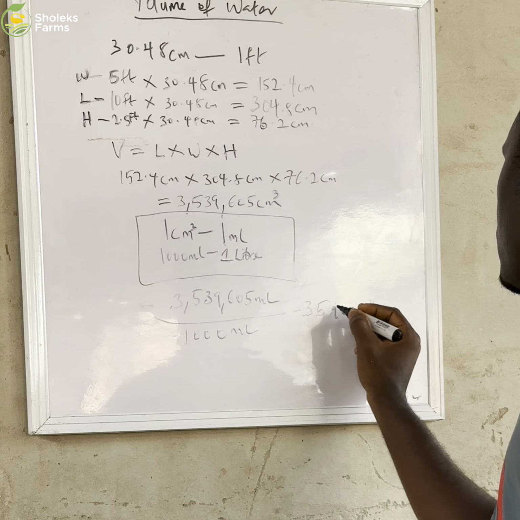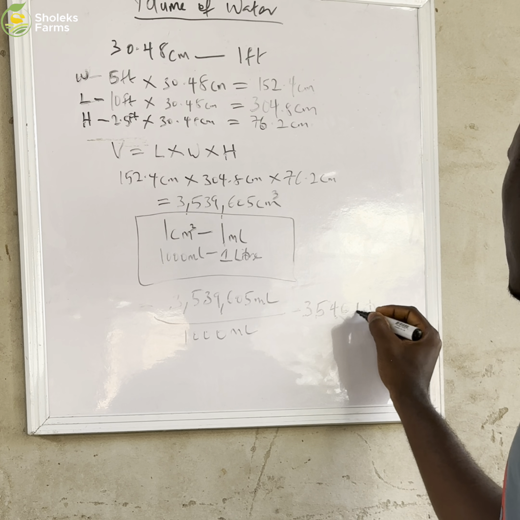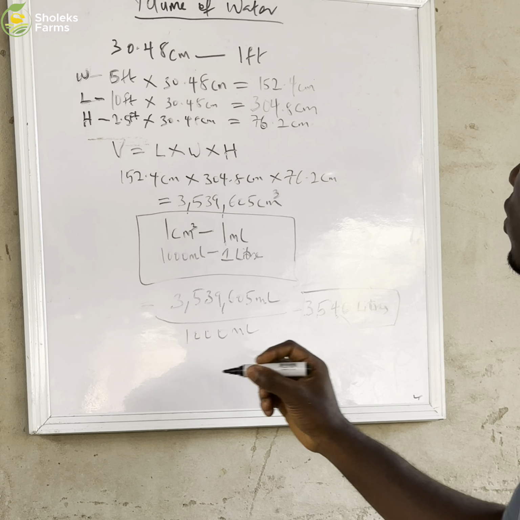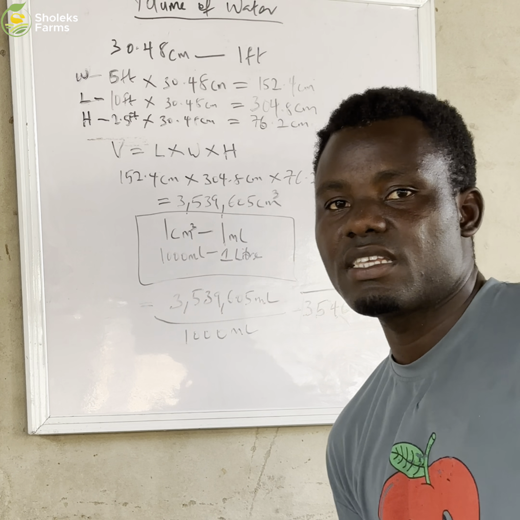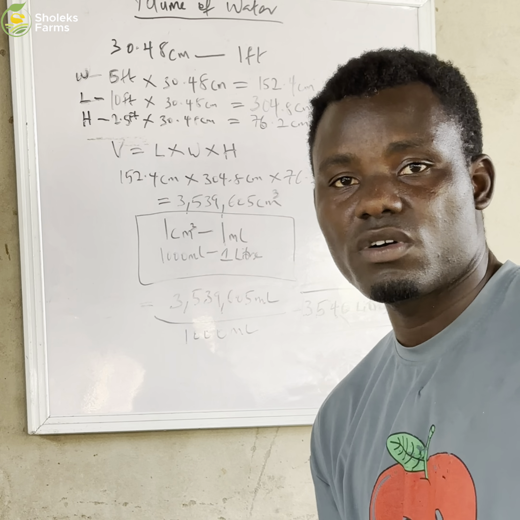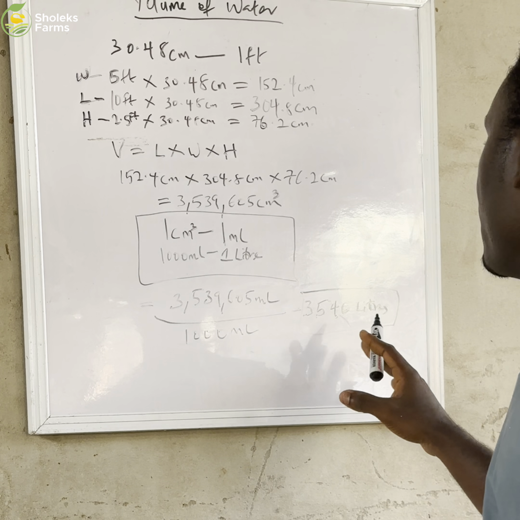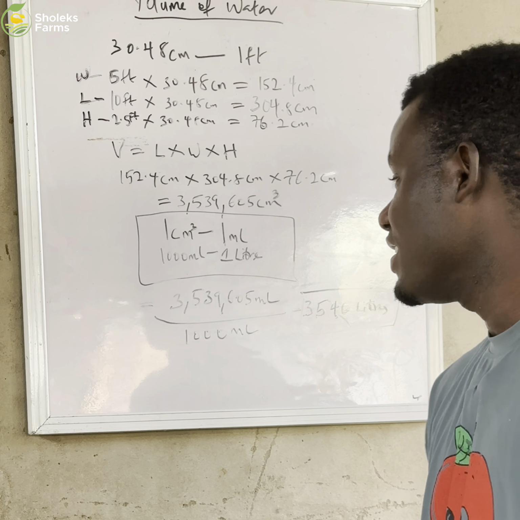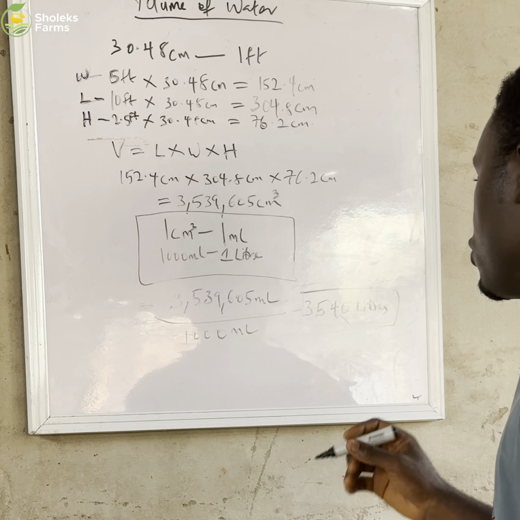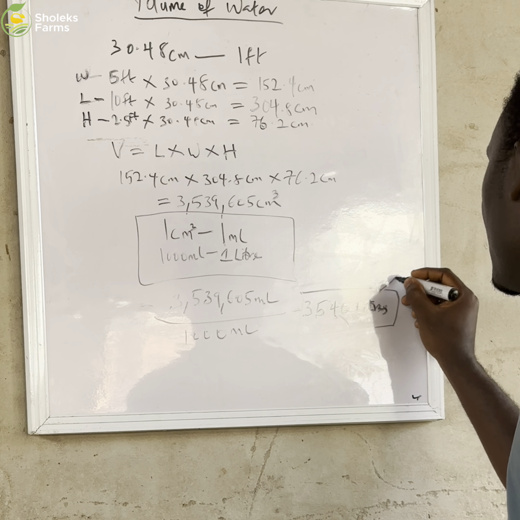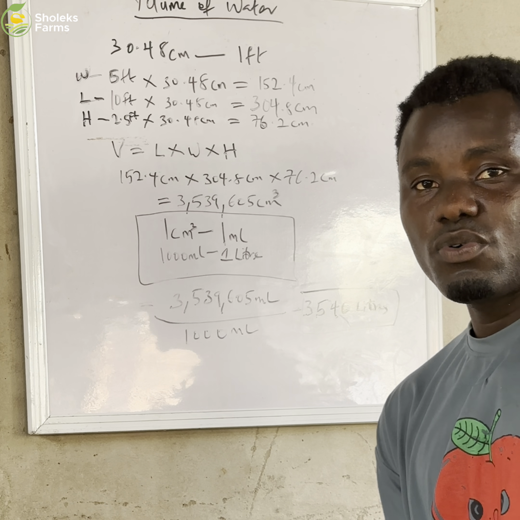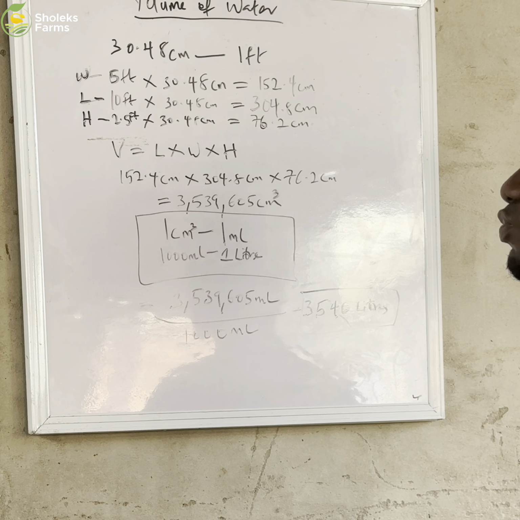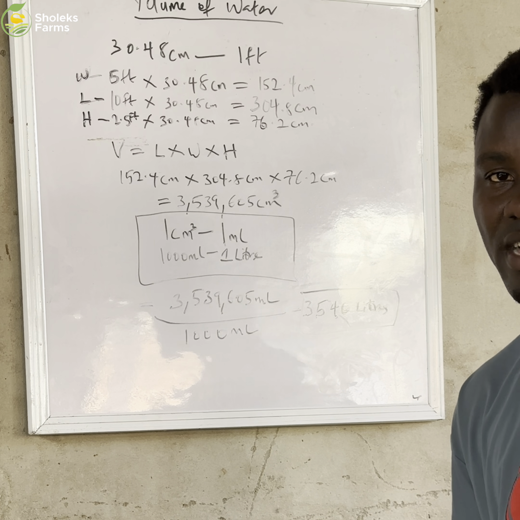So our total volume of water will be 3,540 liters of water. In our pond of 10 feet by 5 feet, with 2.5 feet of water filled in our pond, we'll be having 3,540 liters of water in total quantity. So this will be our final answer. That's the fastest way of calculating the total volume of water in your pond.